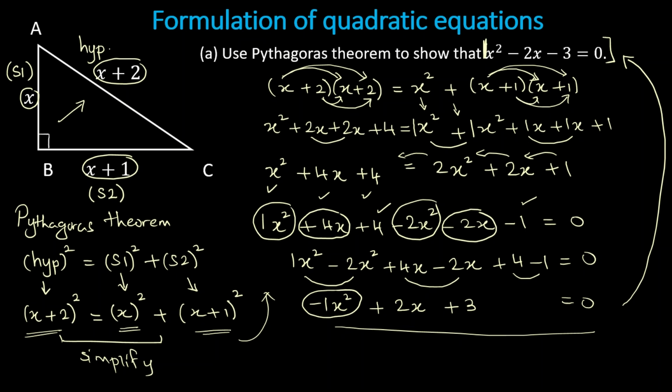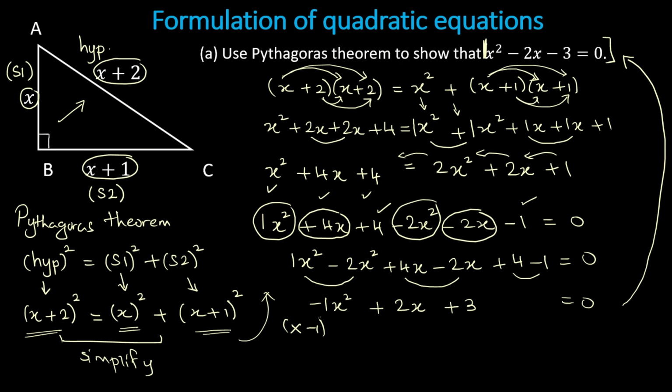No, it is not the same. In our case, it's negative 1x squared, and we need to reach positive 1x squared. So we need to make an adjustment of the sign here. Right? So how can we reach the required equation? Simply by multiplying each term by negative 1.